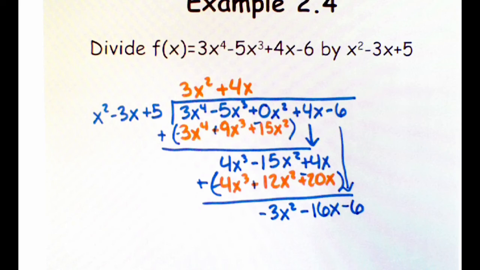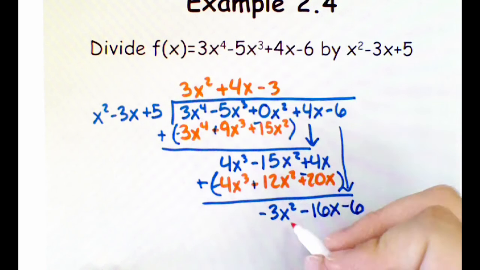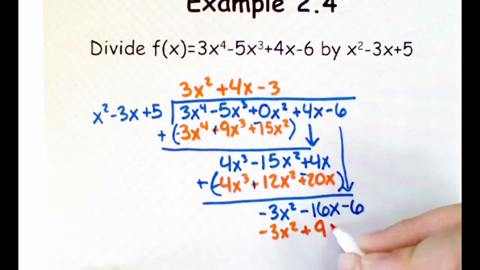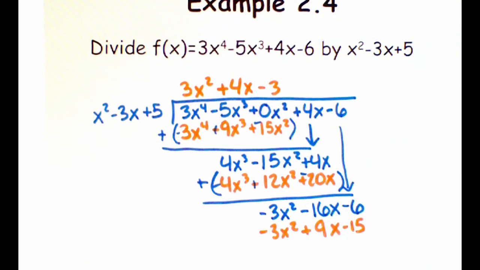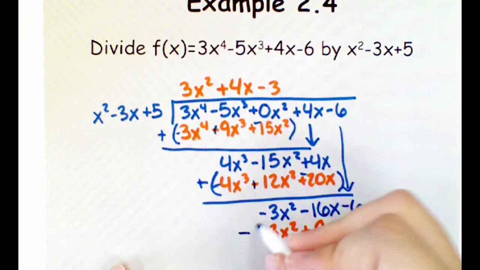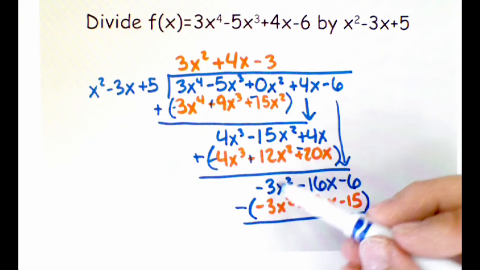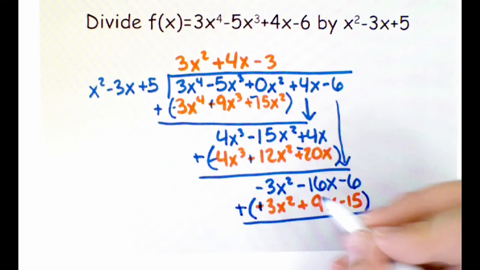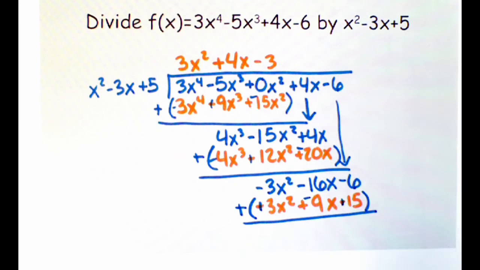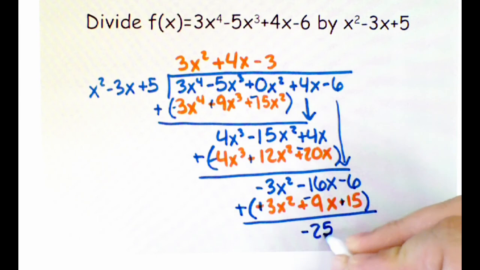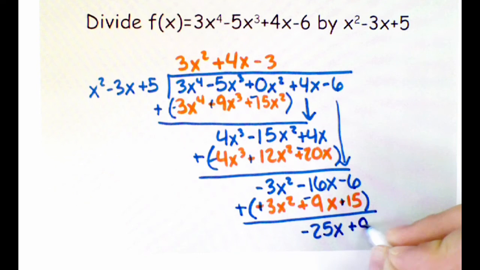And then x squared times negative 3 makes that negative 3x squared. Distribute my negative 3 through. I get plus 9x minus 15. And subtract to get my final remainder. I know it's the final remainder because I'm going to have 0x squareds, and I'm dividing by an x squared, so I can't do anything else. So I get negative 25x plus 9.